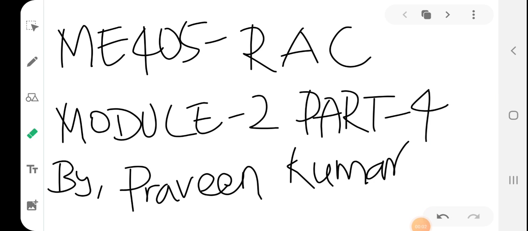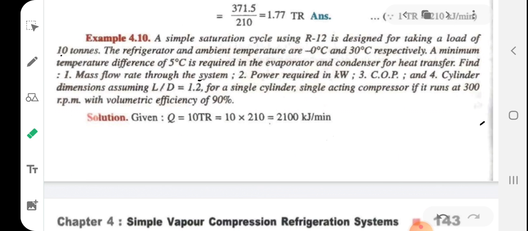Hello students, today we will be discussing problems as the continuation of the previous session. In the previous session we have done some problems related to VCR systems, different types of VCR systems. Today we will be doing this problem, a simple saturation cycle using R12.